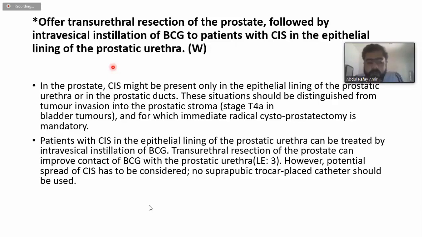However, potential spread of CIS has to be considered. So suprapubic is rather not advised. Should not be done.